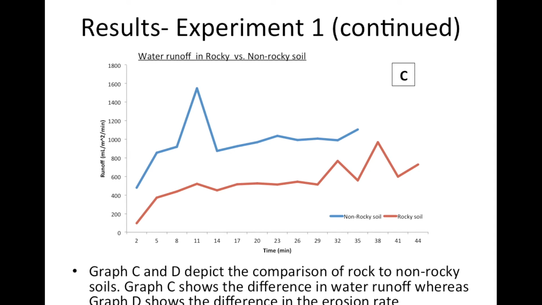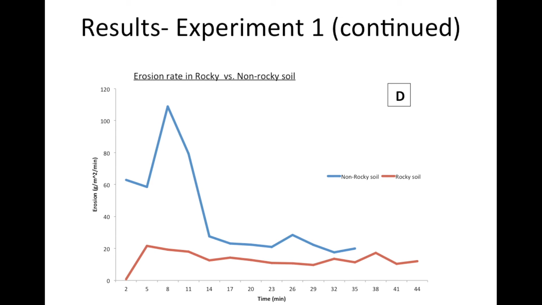Graph C takes the average values of the 2 replicates of the rocky soil to compare with the average values of the non-rocky soil data, so we can see the rate of runoff over time between the 2 variables. It seems that both experiments showed an overall increase of runoff over time. Graph D uses the same method as Graph C, but with the erosional rate instead of the rate of runoff.